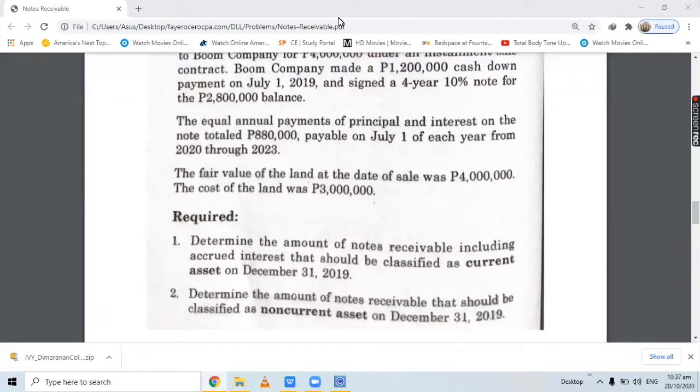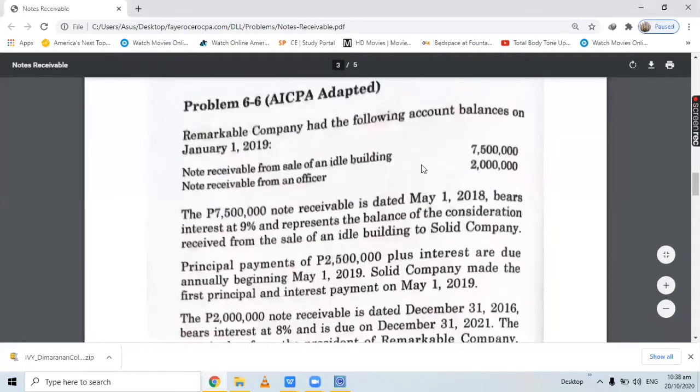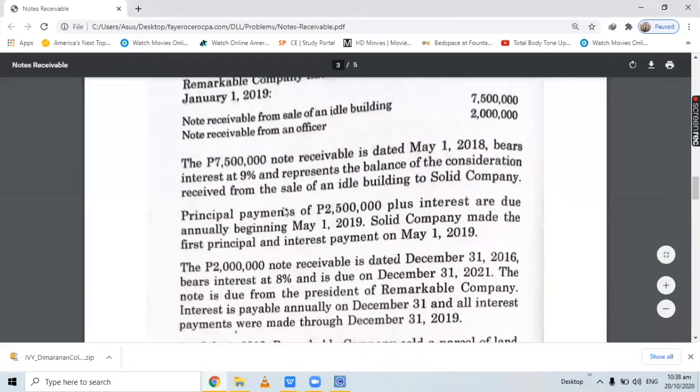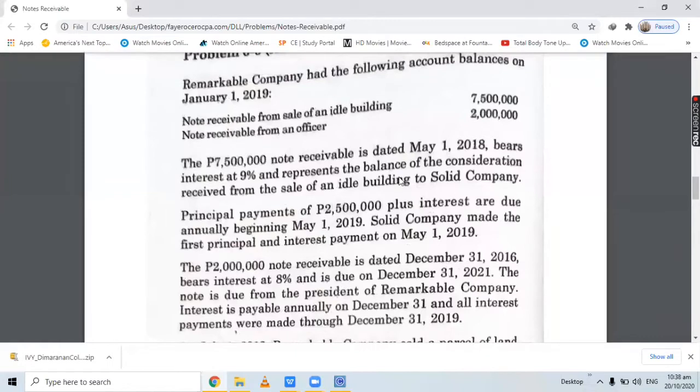Okay. So we have two kinds of note, no? The first one, note receivable from the sale of building, the 2.5 million. Whereas the 7.5 million note receivable is dated May 1, 2018. It bears interest at 9% and represents the balance of the consideration received from the sale of an idle building to Solid Company. Principal payments of 2.5 million plus interest are due annually beginning May 1, 2019.